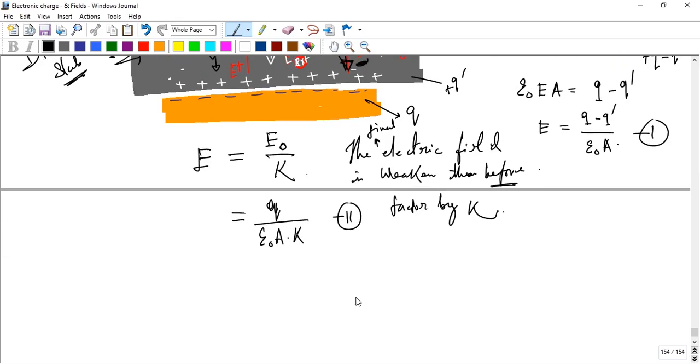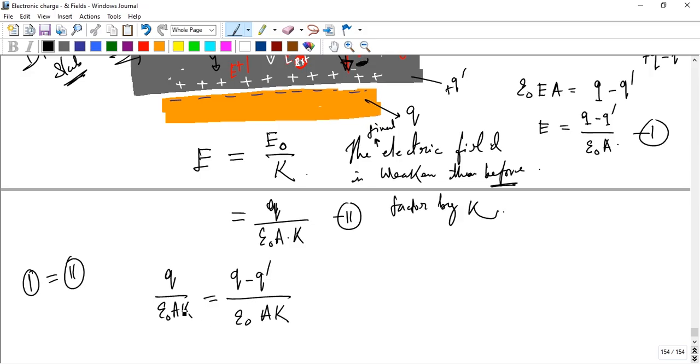If I equate 1 and 2, we get Q over epsilon naught A K equal to (Q minus Q dash) over epsilon naught A K. Not K here, obviously, sorry. Cancel epsilon naught. So we get Q by K equal to Q minus Q dash. So that's the important factor.